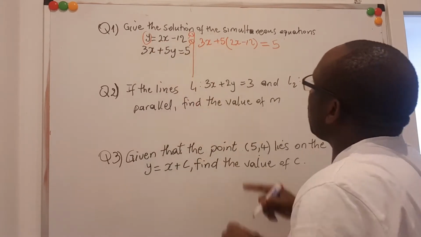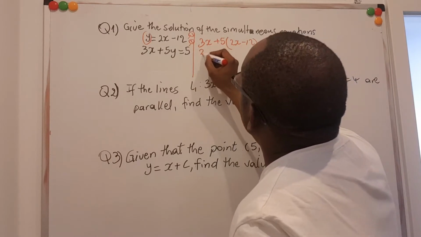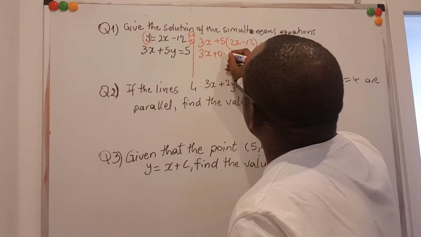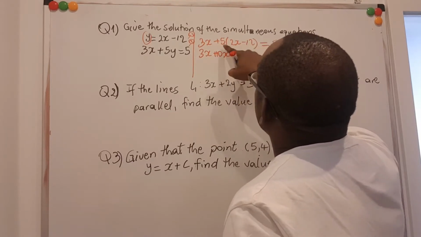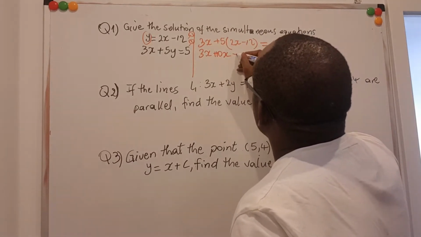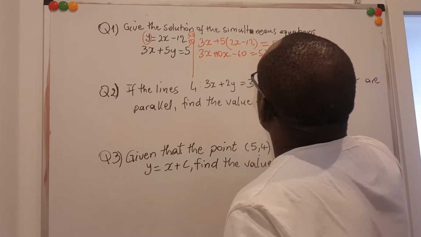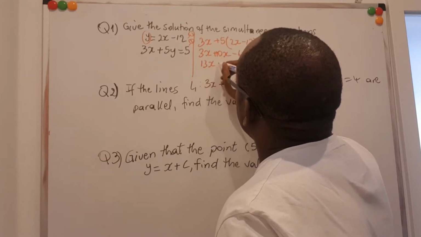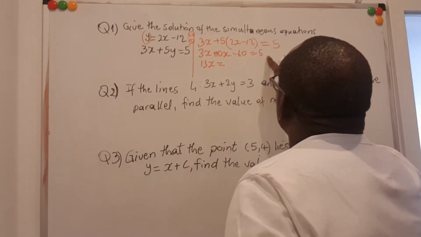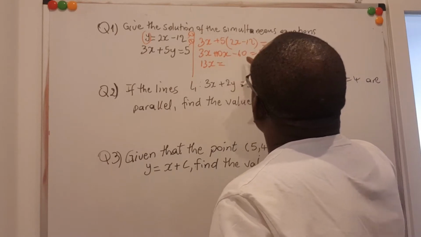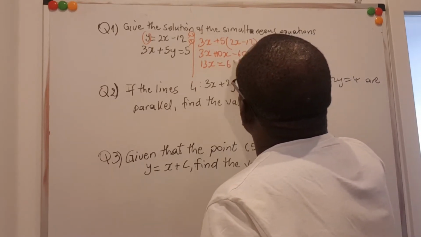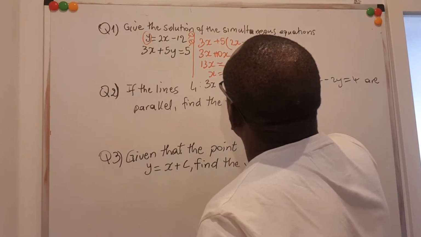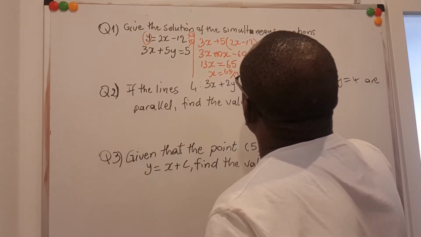And I continue. So I'm left here to open up. This is 3x here, 5 times 2x is plus 10x, 5 times minus 12 is minus 60, and that's equal to 5. So 10x plus 3x is 13x. I can take minus 60 to this other side and it becomes plus 60. Plus 60 plus 5 is 65. And so my x is equal to 65 divided by 13, and that is 5.